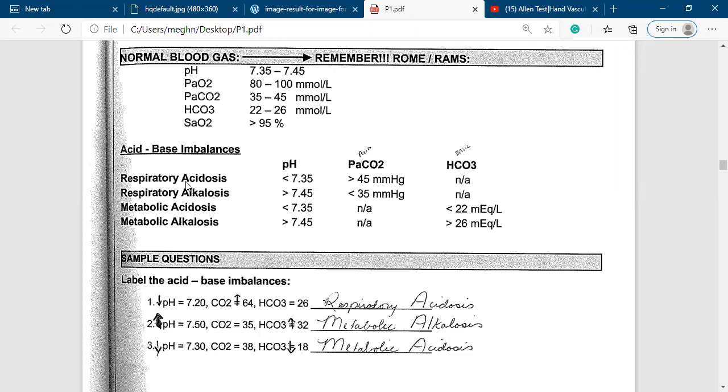The NCLEX board asks a question about metabolic acidosis. What type of respiration does a metabolic acidosis patient have? Their respiration is rapid and deep, and that is called Kussmaul respiration. Kussmaul respiration.